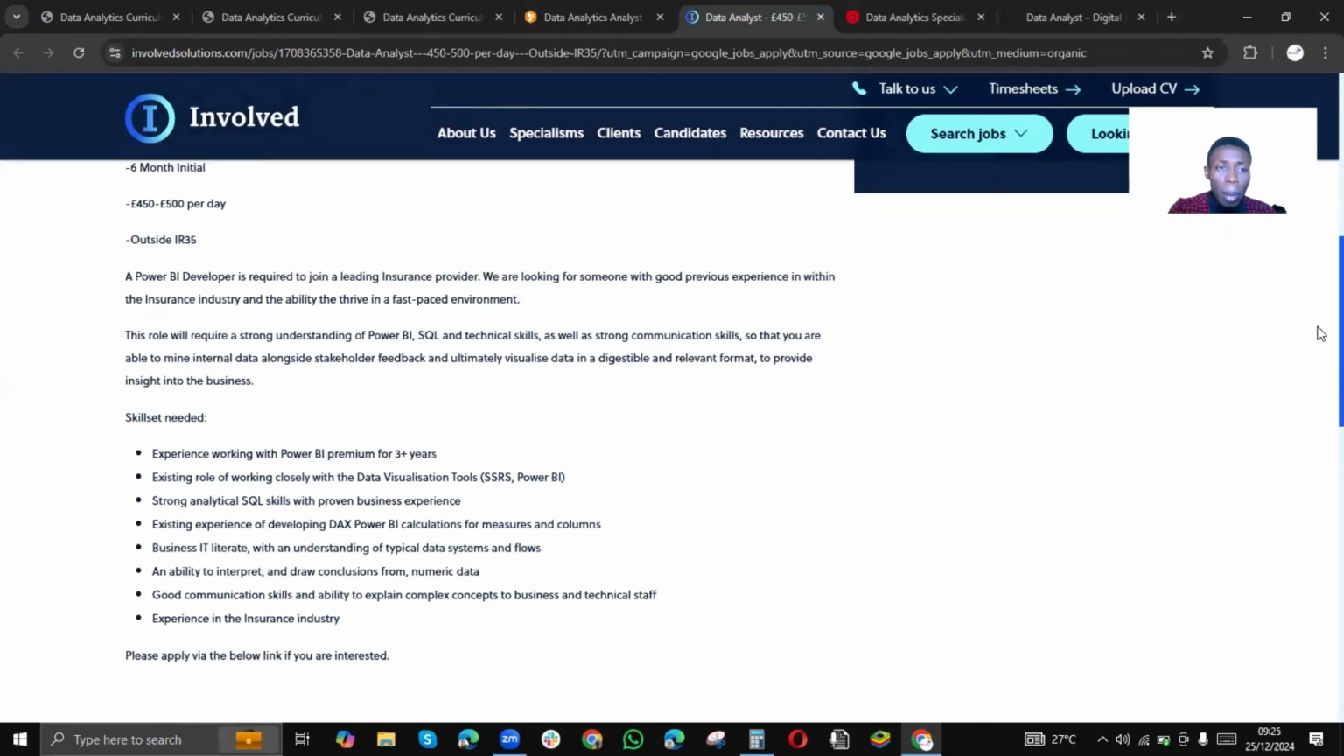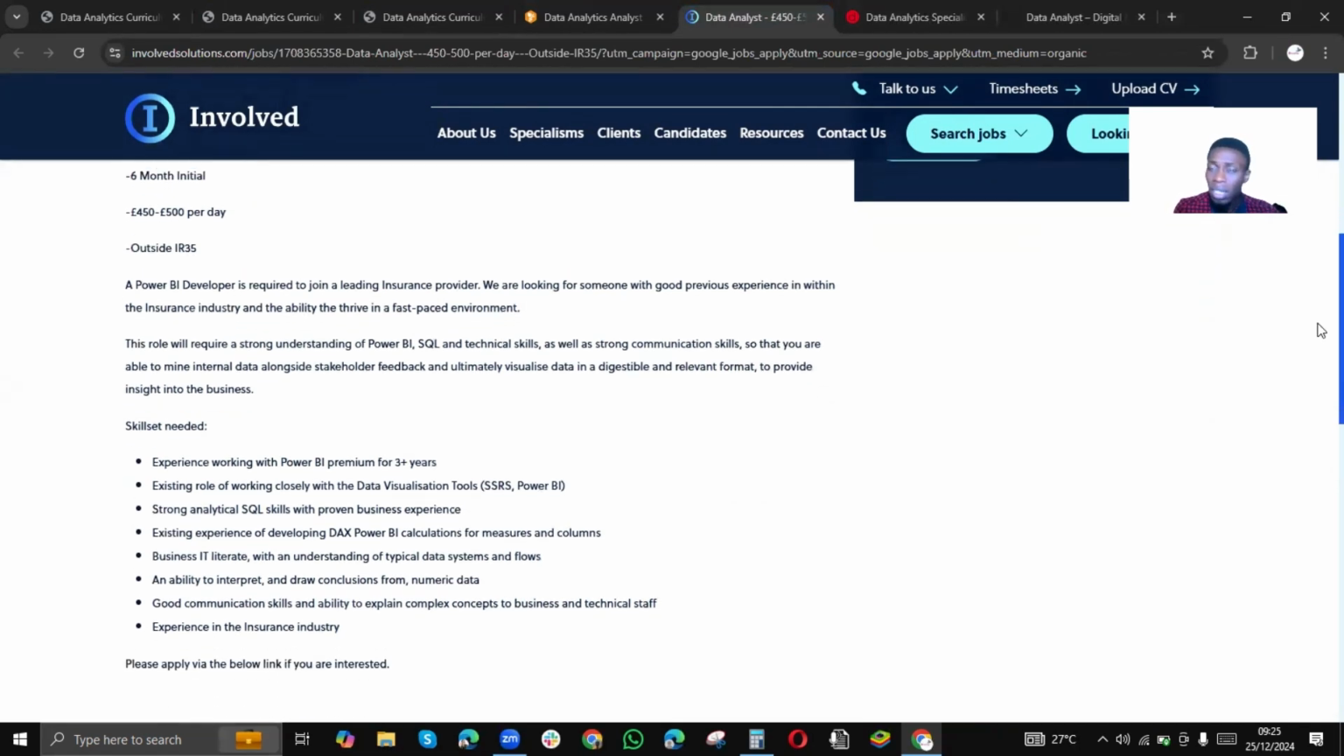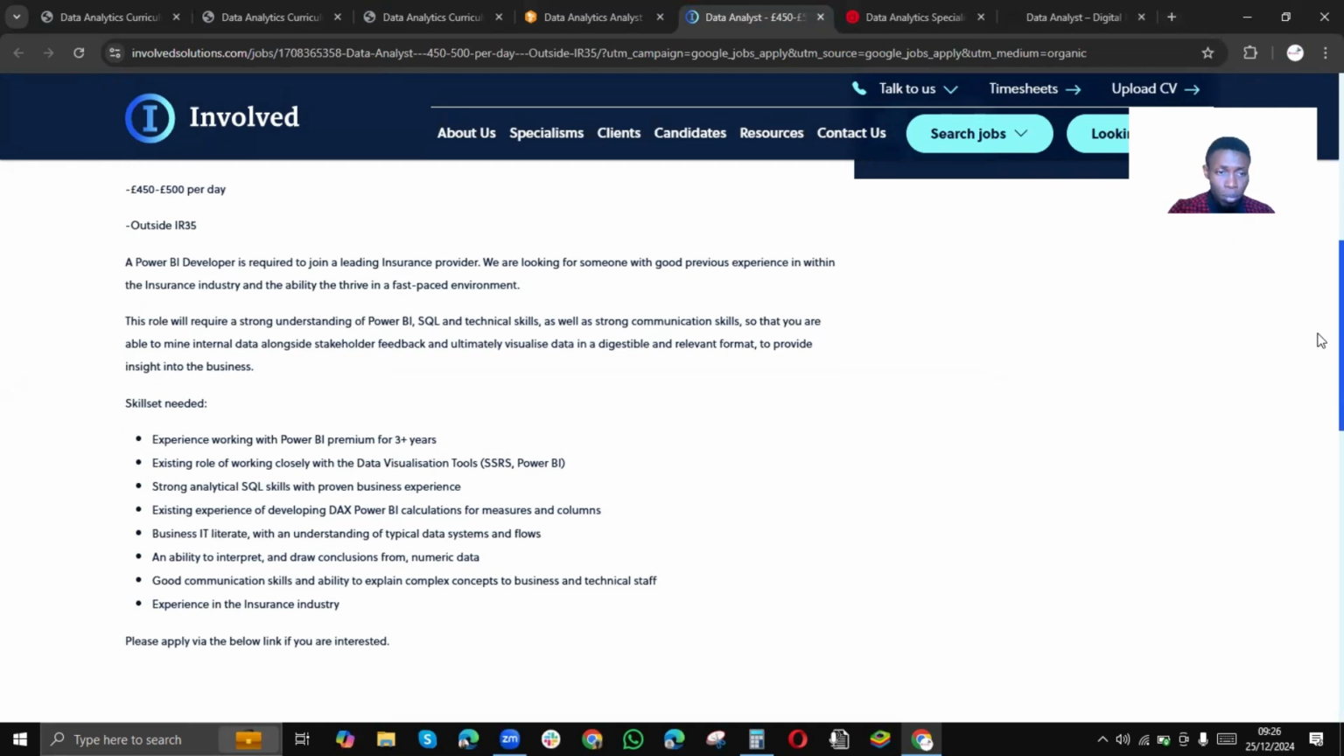So what are they looking for? They're looking for a Power BI developer that is required to join their leading insurance provider company. Now, what do they need from you? They need at least 3 years of Power BI experience. Then you should be able to work closely with data visualization tools like SSRS or Power BI. So as I said, it's not only limited to Power BI. It could be Tableau, it could be anything, but having experience in any of these visualization tools is very crucial. And put your portfolio either on GitHub or somewhere in your own cloud space, so you know how to prove yourself at the interview session.